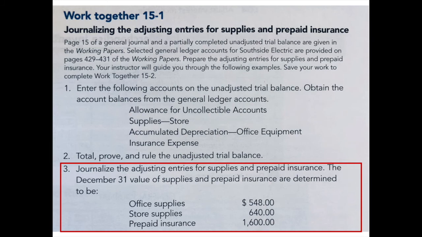Next, we're going to go on to the third step of the Work Together problem. Journalize the adjusting entries for supplies and prepaid insurance. The December 31st values of supplies and prepaid insurance are determined to be, and you have the list there. So when they did the inventory or took a look at what the value of prepaid insurance was, this is what they came up with at the end of the fiscal period.